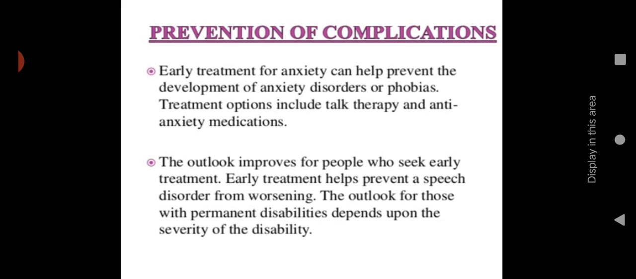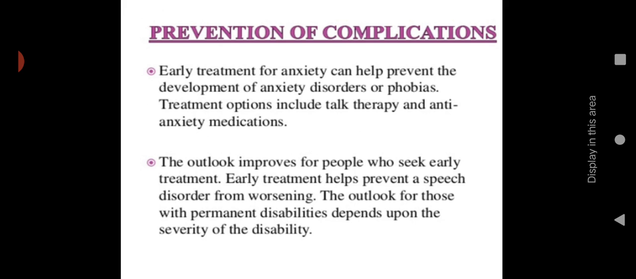And what are the preventions? Mainly, early treatment for anxiety can help prevent the development of anxiety disorders or phobias. Sometimes when they face difficulty speaking, like stuttering or stammering, and they feel shame in front of others, their anxiety level will increase. So proper treatment should be given for the anxiety or phobias. Treatment options include talk therapy and anti-anxiety medications. We have to provide speech therapy or talk therapy, and along with this, anti-anxiety medicine also, so the people will become normal.